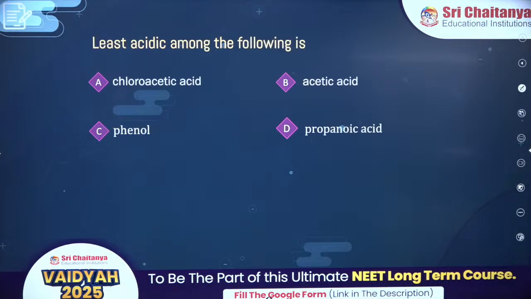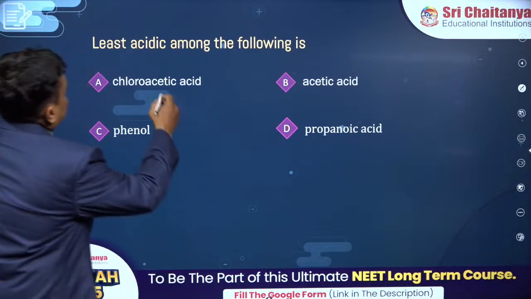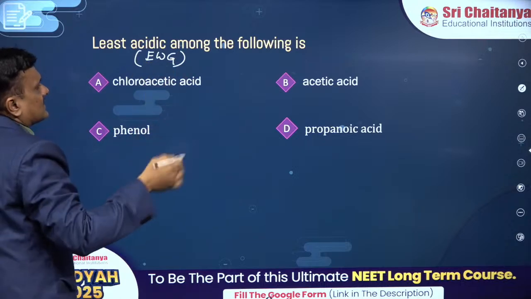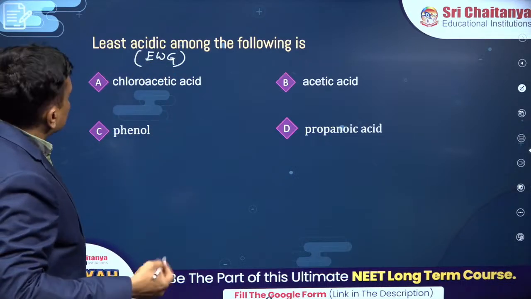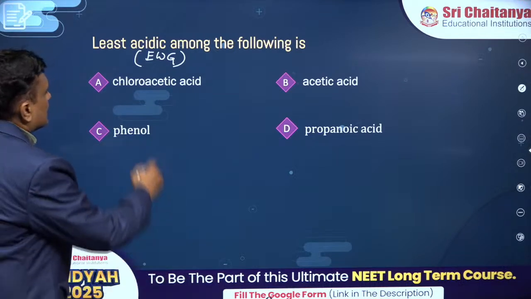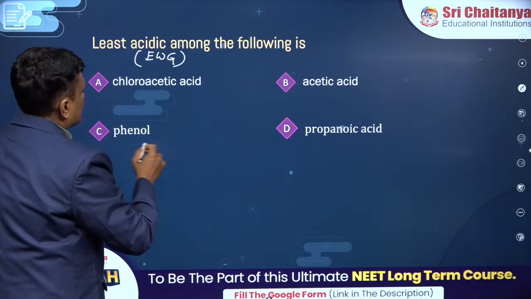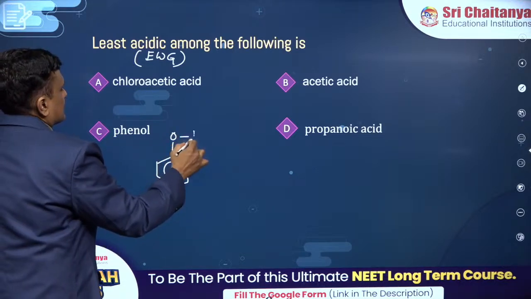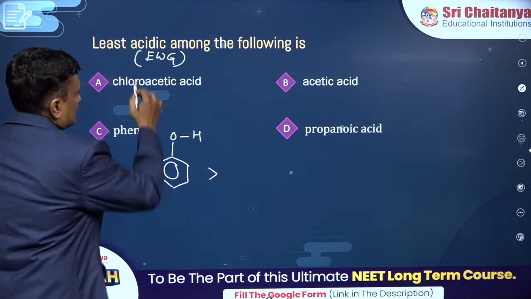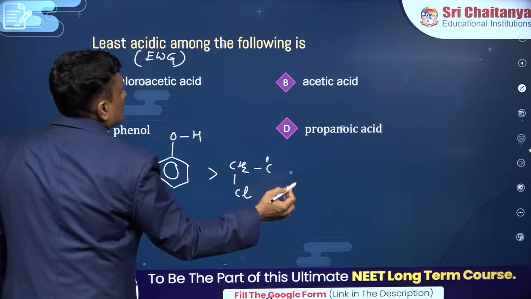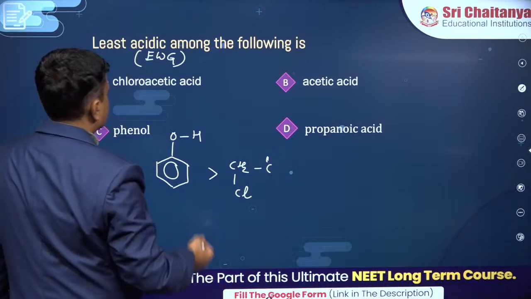Please understand this fact. Least acidic, okay. You know that acidic strength increases with electron withdrawing group. So whichever has the withdrawing group will be most acidic. Now you are given some compounds here, you need to ascertain which one is more acidic: chloroacetic acid, acetic acid, propanoic acid and phenol. You know that phenols are more acidic because of the stability of the conjugate base. There comes the electron withdrawing group, chloroacetic acid, more withdrawing. Yeah, chloroacetic acid is more.